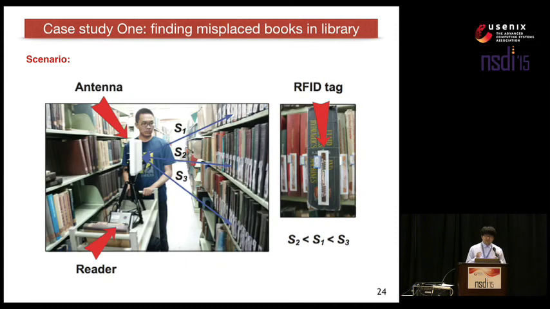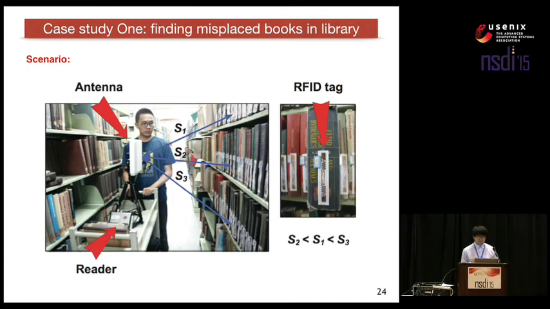So except for those macro and micro benchmarks, we also conduct two real-world case studies to show the effectiveness of our relative localization scheme. The first case study is on locating misplaced books in the library. Every year the librarian needs to manually check the position of each book. Such a process is time-consuming since the book collection is huge. So, if our relative localization scheme can be used successfully in the library case, then the book sortation process will be simplified.